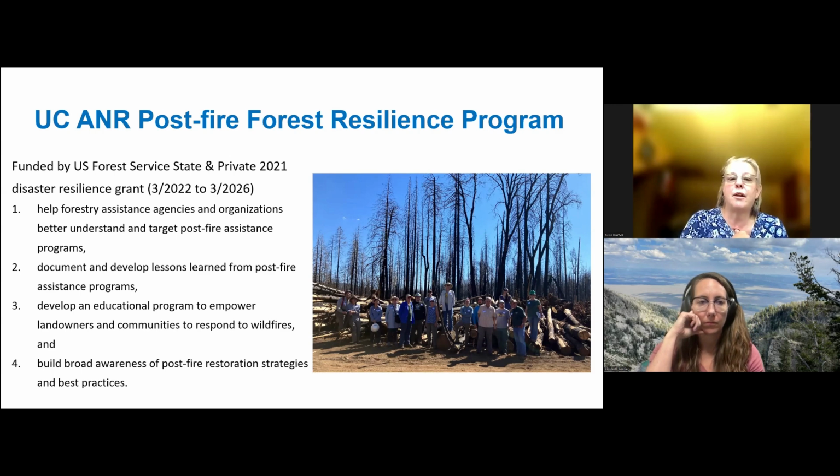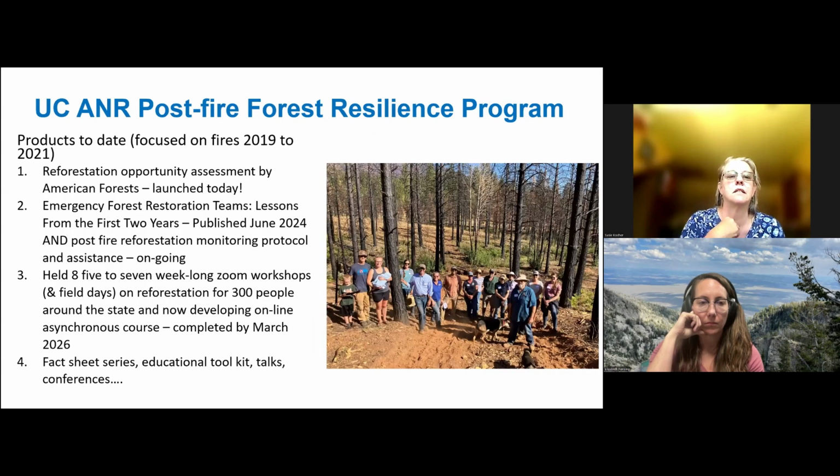We said we would develop an educational program to empower landowners and communities to respond to wildfires and help build broad awareness of post-fire restoration strategies and best practices. So these are some of our products to date. We are launching today, with collaboration from American Forests, this Reforestation Opportunity Assessment Tool. Here is the report on item number 2 on lessons learned that we published in 2024.